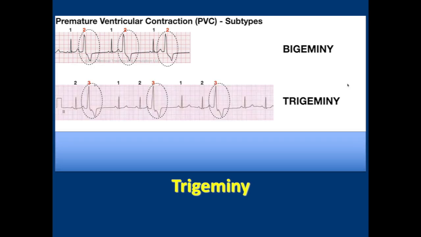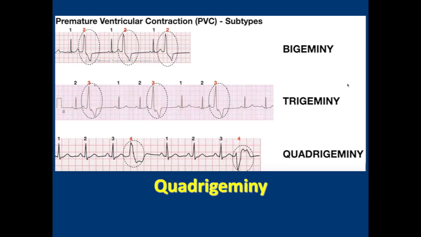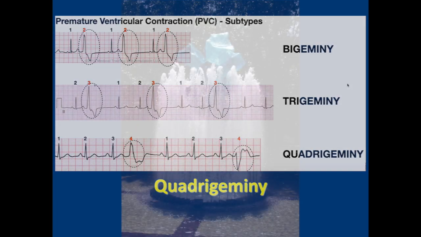If it occurs on the third beat, it's called trigeminy. So with bigeminy, we had the normal first beat, the second beat was a PVC. Here the PVC occurred on the third beat, so that's trigeminy. And notice that it looks like it's happening very regularly. And then lastly, if it happens on the fourth beat in this regular pattern, it's called quadrigeminy.